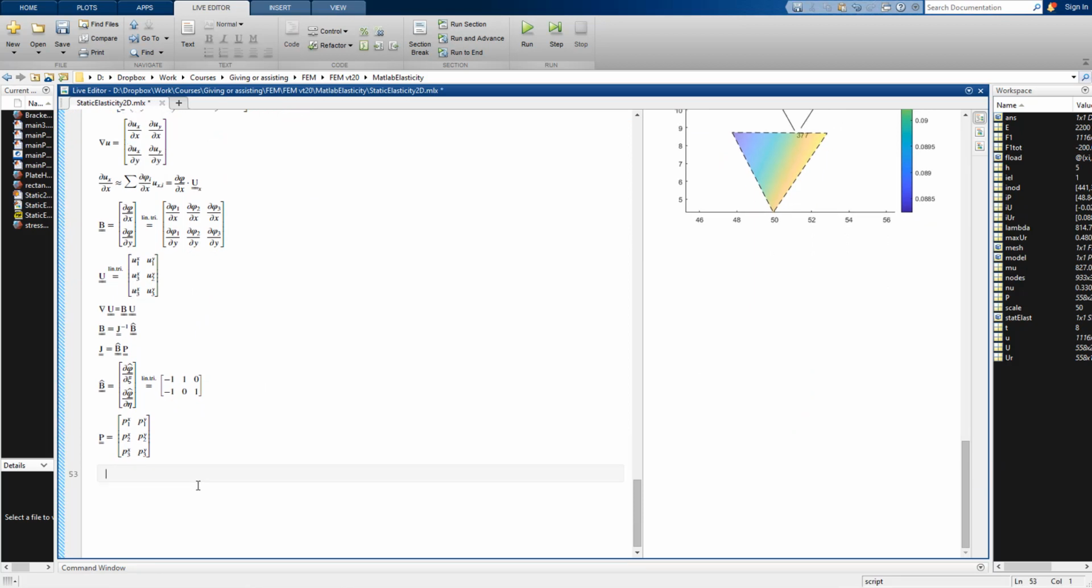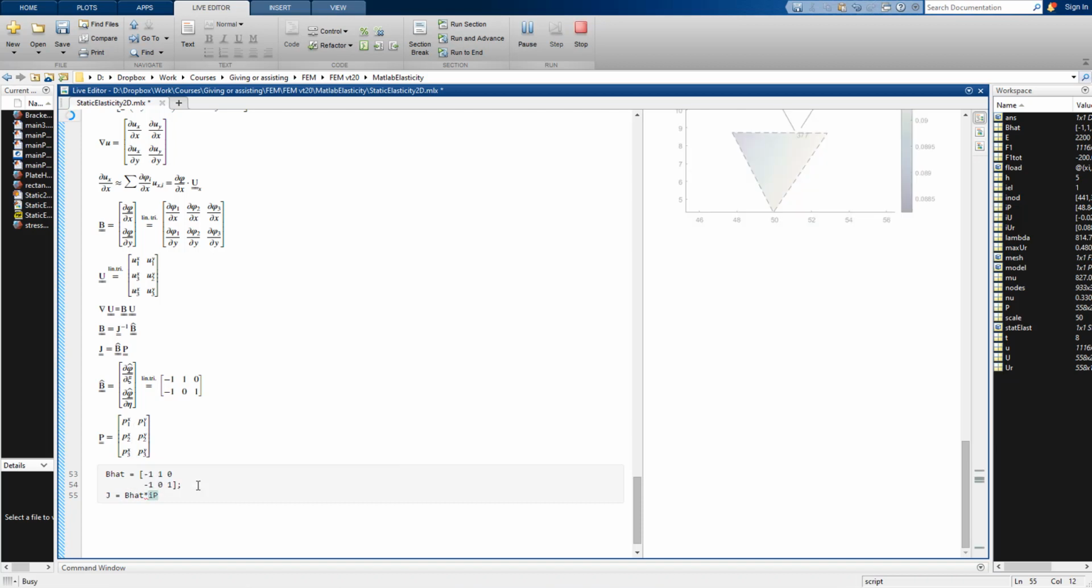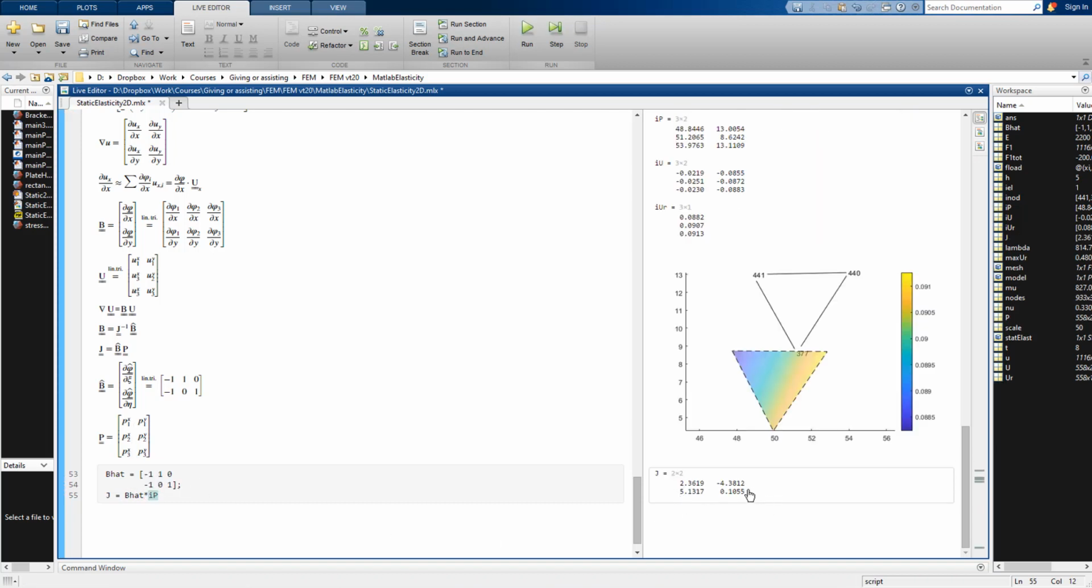So we have our B hat equal to, and we have -1, 1, 0, and -1, 0, and 1. That's our B hat. And we have our IP, so we're going to write that the Jacobian is equal to B hat times IP, and this is our Jacobian here. Usually you do this by hand, and it's quite straightforward.